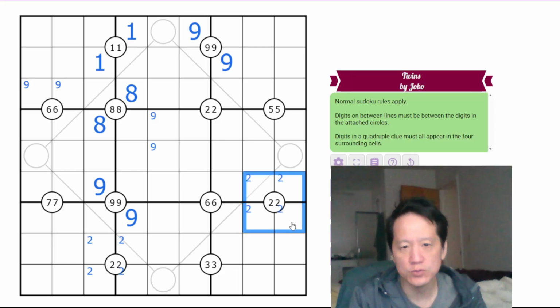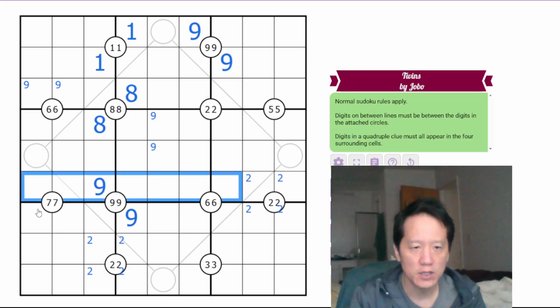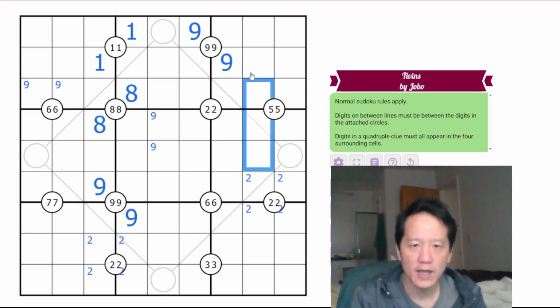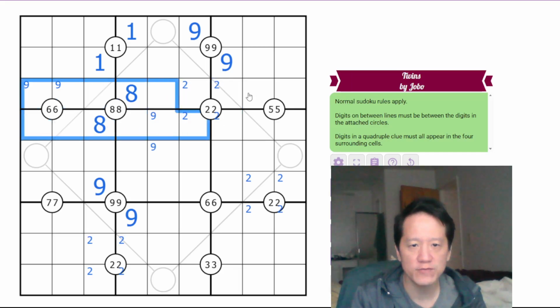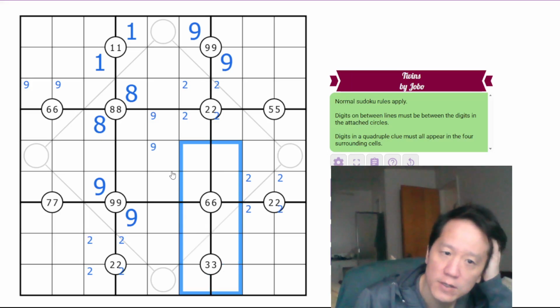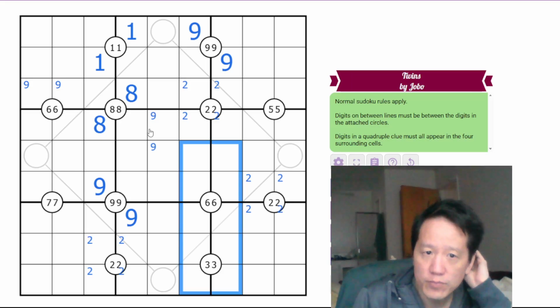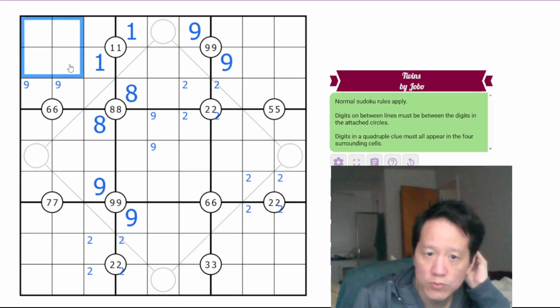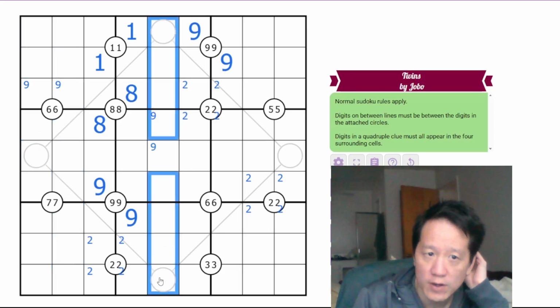Similarly, there's a 2 here and here, or here and here, which means there cannot be a 2 in rows 6 and 7 and in columns 8 and 9. And then we have another 2 twins here, which means there cannot be a 2 in rows 3 and 4 and in columns 6 and 7. Where are the rest of the 2s then? They have to be in rows 1, 2, and 5, and columns 1, 2, and 5.